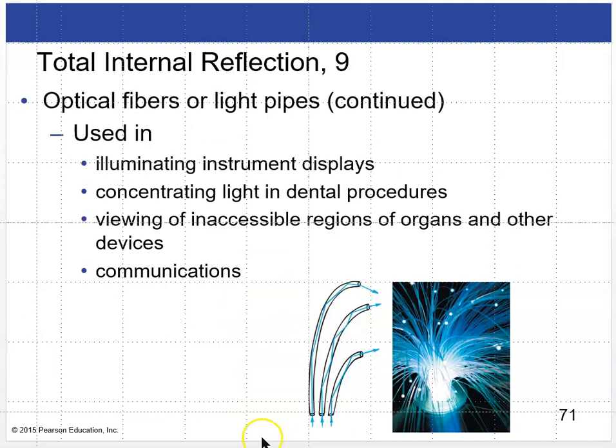Now, what do they use these for? Well, do you have a car with an illuminated instrument panel? Behind your instrument panel, there are fiber optic cables. They're used for concentrating light in dental procedures. They're used for the viewing of inaccessible regions of organs and other devices. Say, suppose something gets stuck down in your drain pipe, or a sewer. They put this stuff down there to light it up, and they put a camera at one end so they can see what's going on at the other end. And it's useful in communications and in the internet, fiber optic cables. By the way, it's very fast and very low loss.